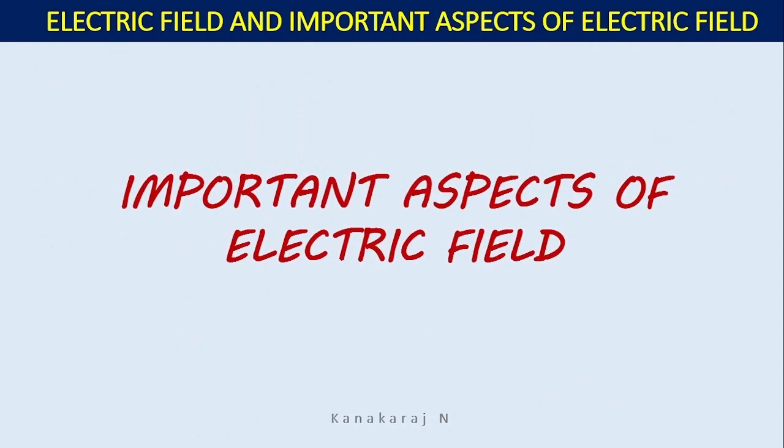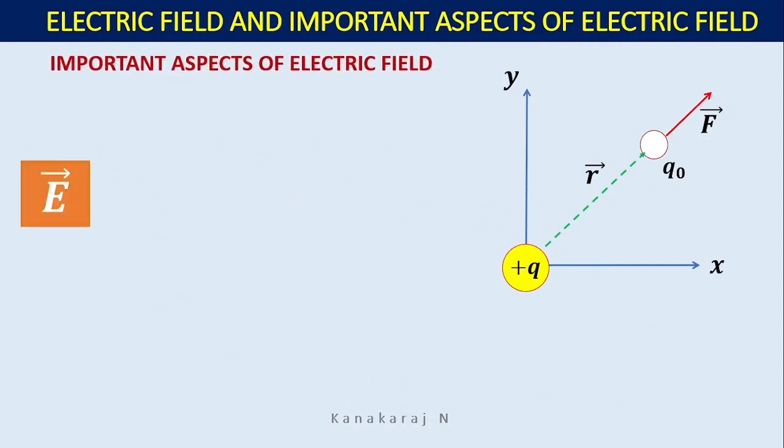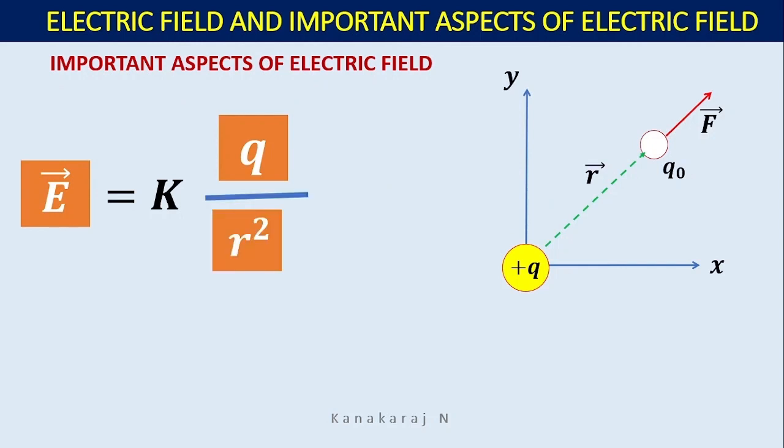Important aspects of electric field. The same diagram. E vector equals K times Q divided by r square, r cap. The unit is Newton per Coulomb.